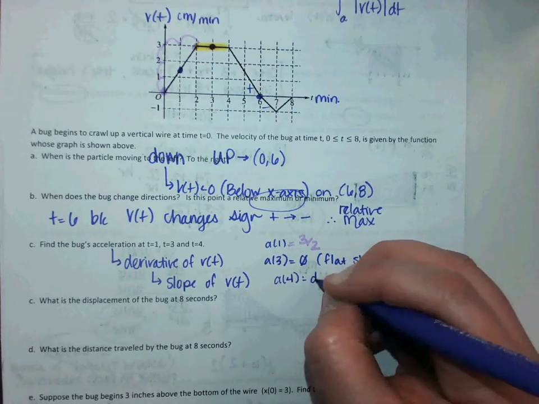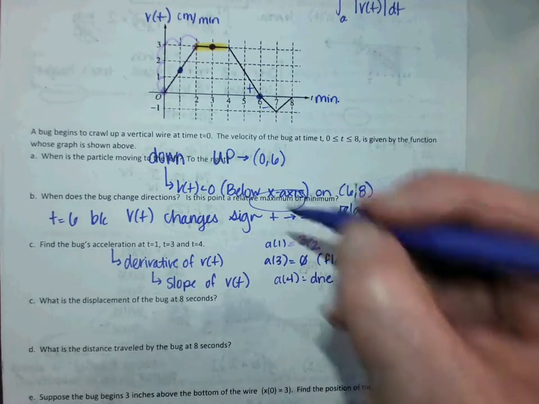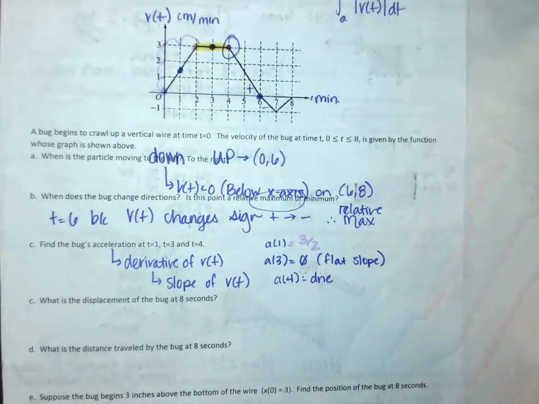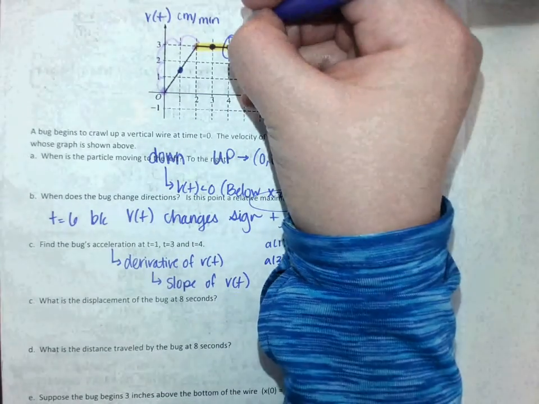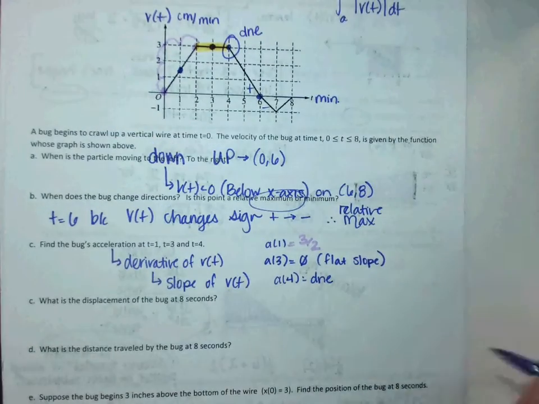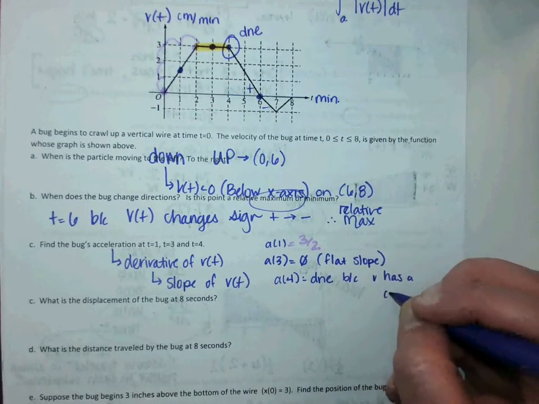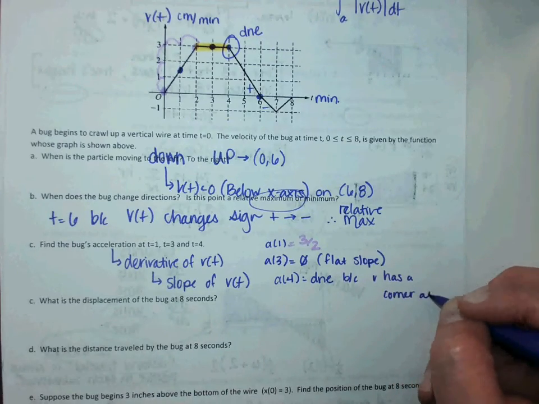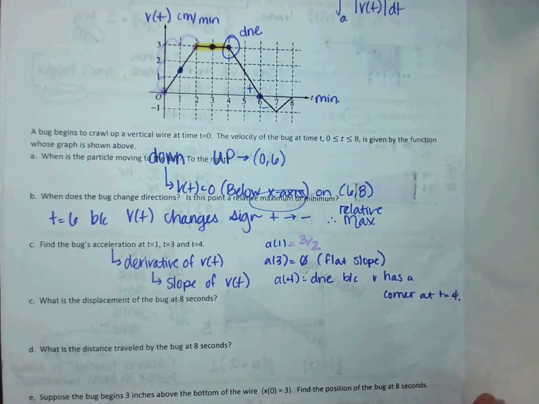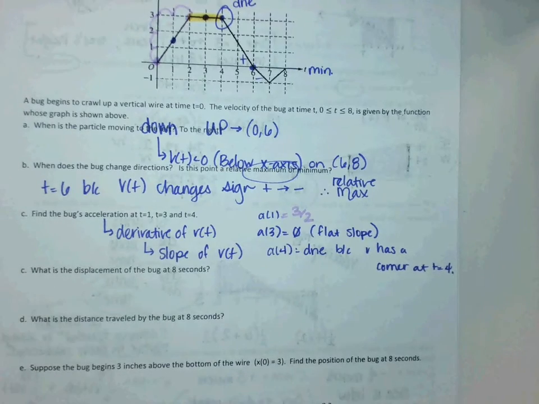Why is it D and E? Good job. At 4, I have a corner. You can't take the slope at a corner. D and E, because V has a corner at t equals 4. I can't take the slope at that point because it's a corner. Now we get to the new stuff.